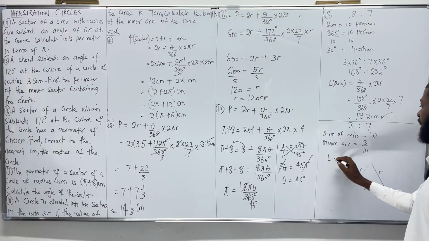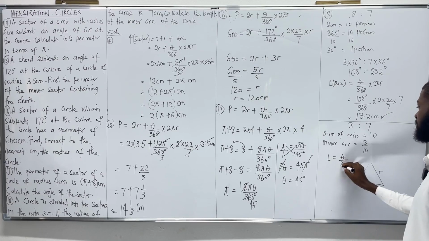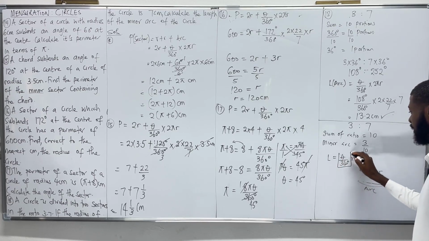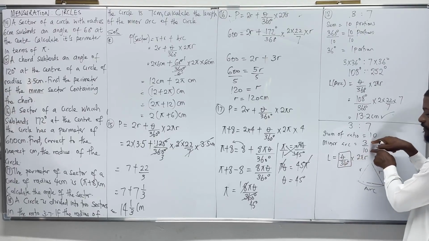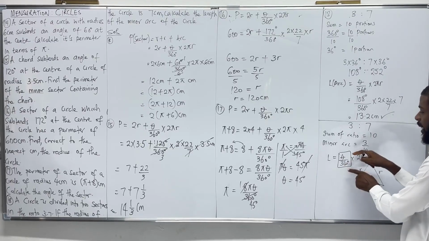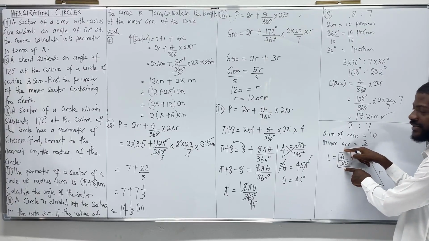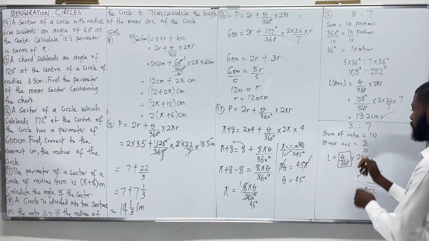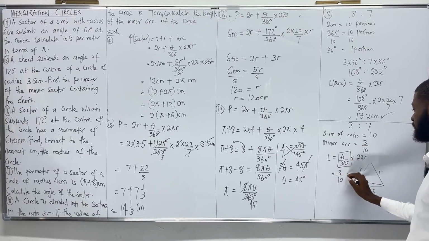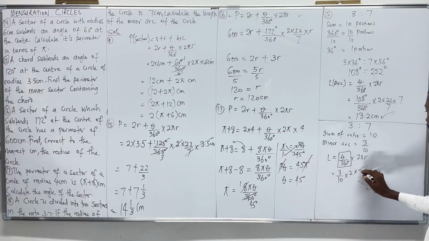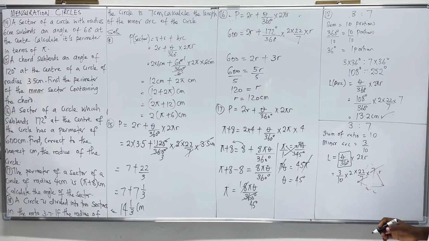So the length of the minor arc will become theta over 360 degrees times 2 pi radius. But you see this value here, this value is the fraction you've just gotten. Remember I told you that this theta over 360 tells us how many portions it takes. So this very one is the fraction. So this will become 3/10 times 2 times 22/7 times 7. So we cancel out 7 here.